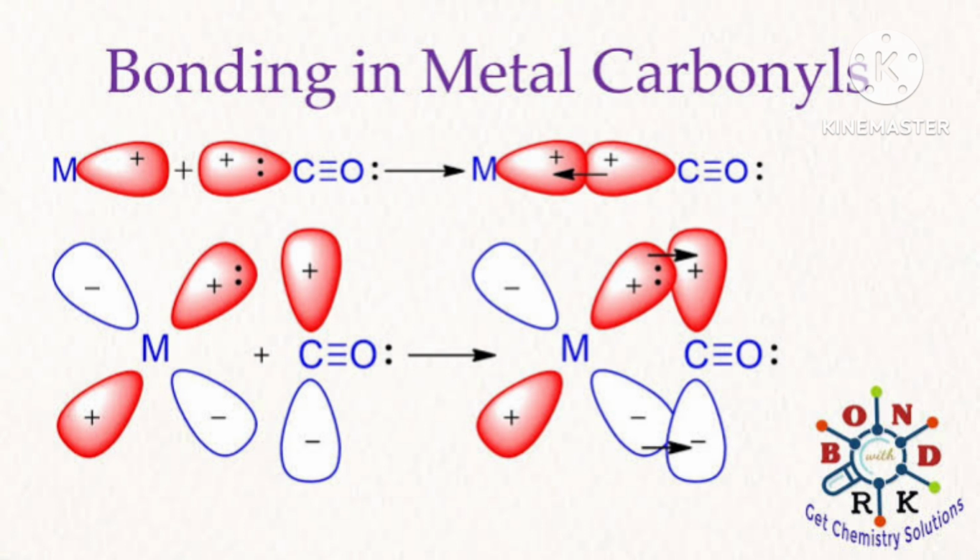Now another structure I am telling you, Co2(CO)8, octacarbonyl dicobalt 0 complex. Here 8 carbonyls are there. 4 CO are attached with each cobalt.